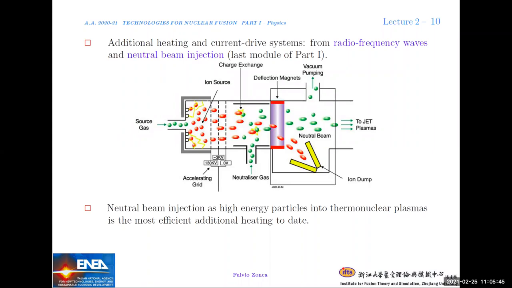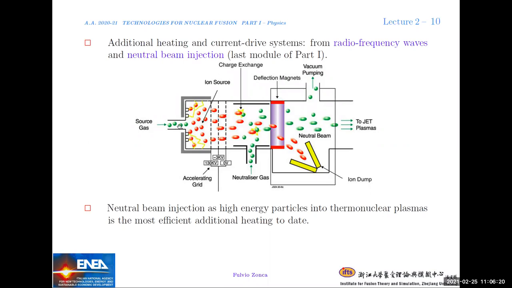Typically what we chose for DTT, taking DTT, the machine that is being constructed in Frascati, as a reference, we choose to inject a beam of particles at 500 keV. So the neutral beam that we have to inject will have 500 keV. In ITER, that is larger than DTT, the beam will have an energy of 1 MeV. So it's really high energy and of course much suprathermal energy.